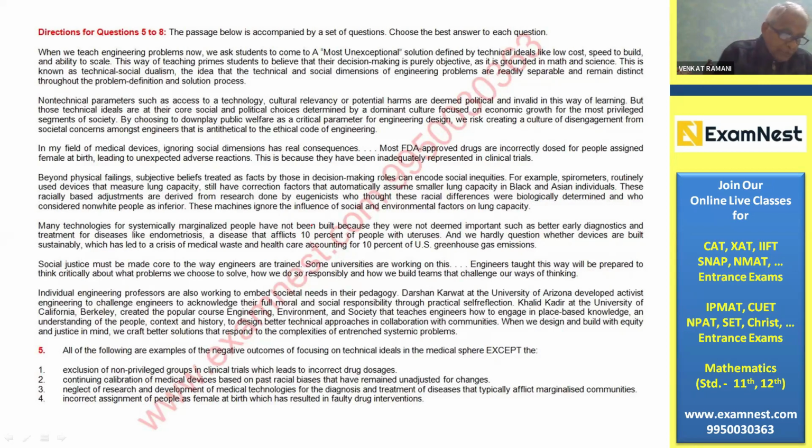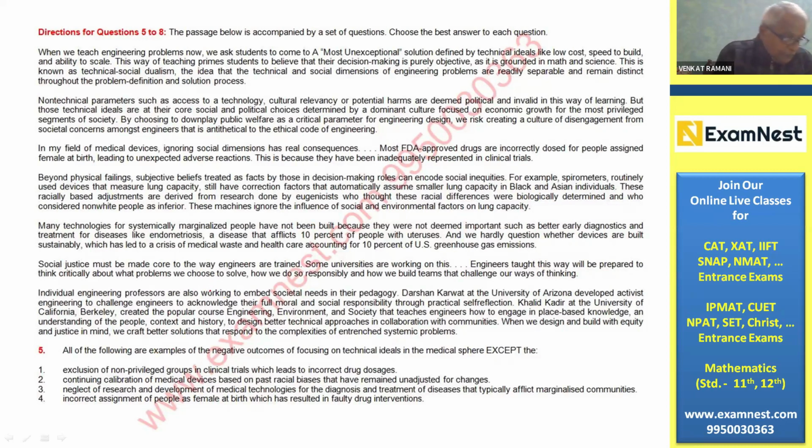In the final paragraph, he's talking about certain engineers who are working towards more or less a combined way of looking at engineering, which includes social and ethical considerations, right? So that is the entire passage. Now let's come to the questions here.